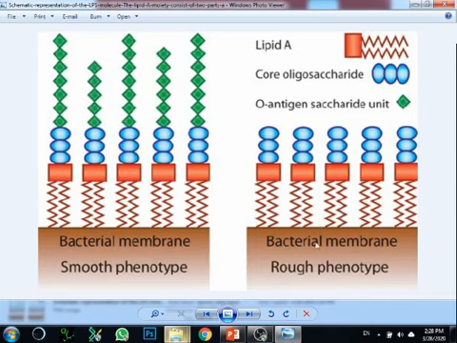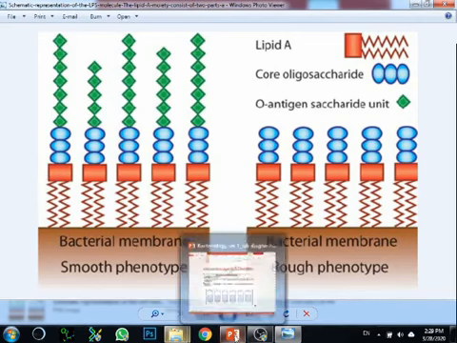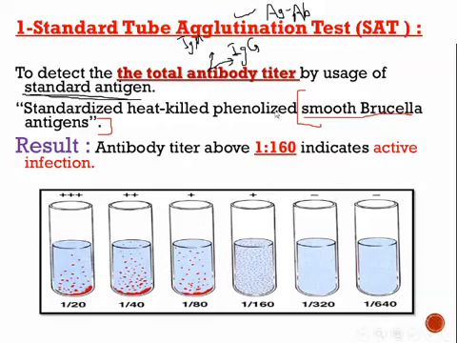Okay, but in the rough brucella, this chain does not exist. They found that when they use the smooth brucella to get the antigen they will use in the standard agglutination test, it gives them better results than the rough phenotype. Okay, let's return here. So we understood what smooth brucella antigens means.